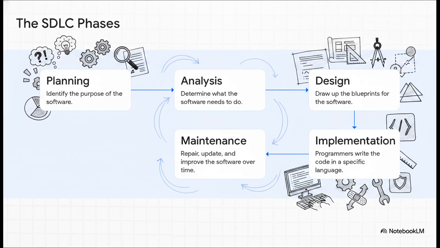actually needs to do. Then, the architectural blueprints are drawn up in the design phase. Phase 4 is implementation. Now, this is the magic moment where programmers finally sit down and start writing the code in a specific language. And finally, there's maintenance, where developers repair, update, and tweak the software over time. And hey, once the software becomes obsolete, the whole cycle just starts all over again.